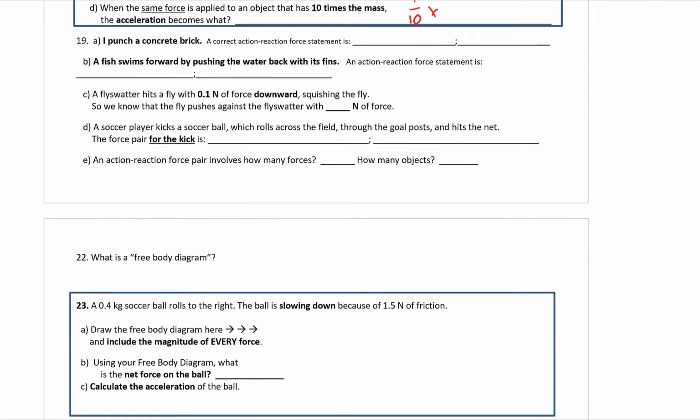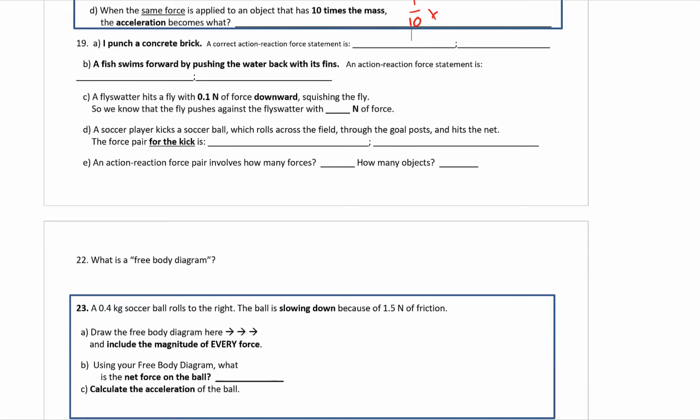Now, action-reaction statements. An action-reaction statement involves two forces and two objects. It's like I hit the wall, so the wall hits me. It's the force and the result of the force. So if you punch a brick, then the reaction to that force is the brick hitting your hand. So you can see that they're complementary and kind of opposite. An action-reaction force statement for a fish swims forward by pushing the water back with its fins would be that the fish pushes the water back, so the water pushes the fish forwards. And hopefully you know H2O is water.